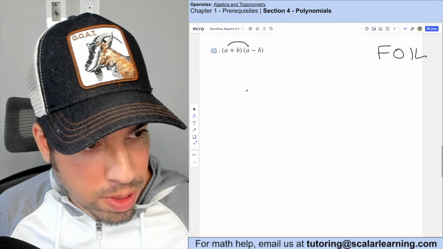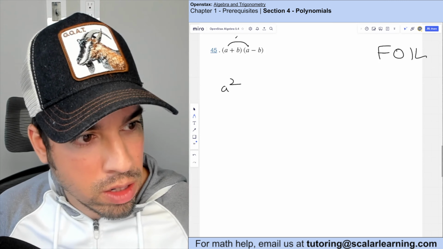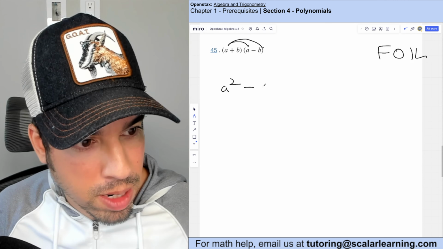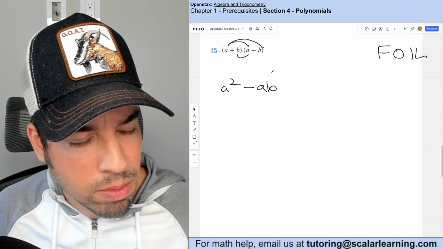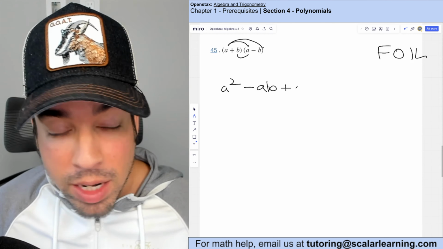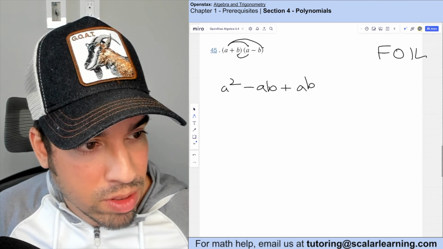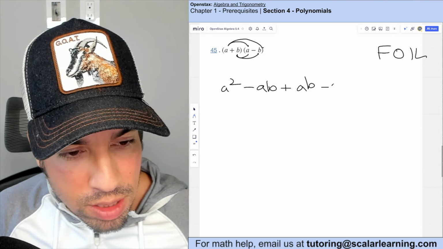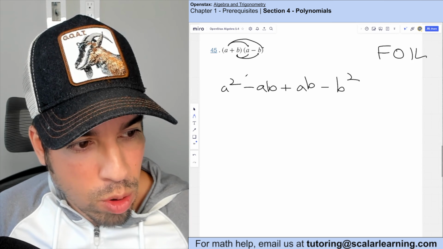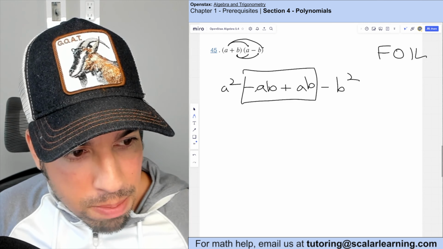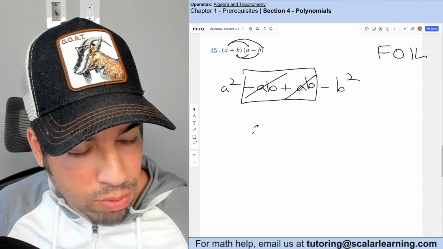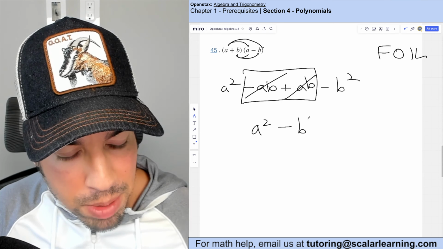Let's go ahead and FOIL. So the first will multiply each other. A times a is a squared. Then we've got a times minus b, which is minus ab. Then we got b times a, which is ba, but I'm going to write it as ab. It's the same thing because of the commutative property. And then we've got b times negative b, which is negative b squared. Guess what? We've got opposites once again. They're going to combine to 0, and we're left with a squared minus b squared.